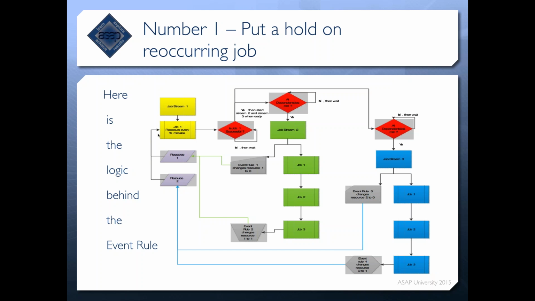Because we thought the same thing. Why don't we just do one resource on the stream? Well, that didn't work the way we wanted it to, and that's when we came up with putting the resource on the job. So the job has different resources, one resource per job stream.